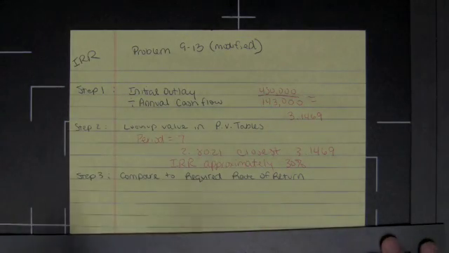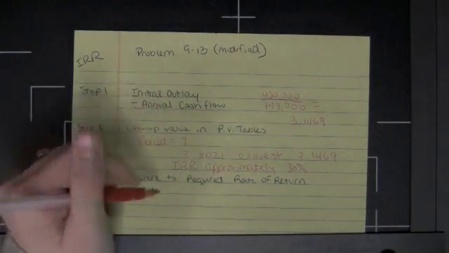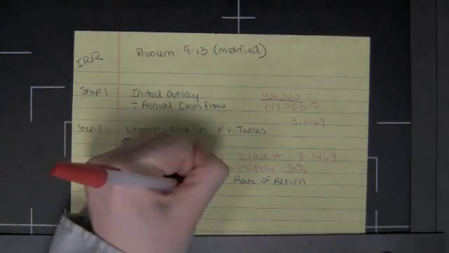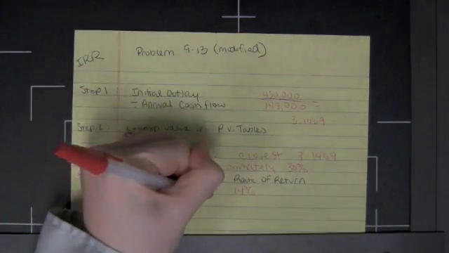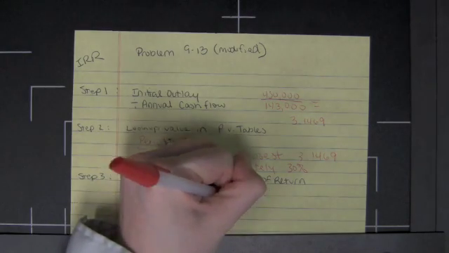So finally, in order to decide if we're going to accept the investment, we have to compare the 30% internal rate of return to the 14% required rate of return, and since it is greater, we would accept the investment.